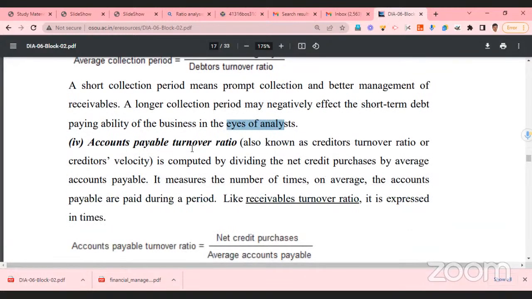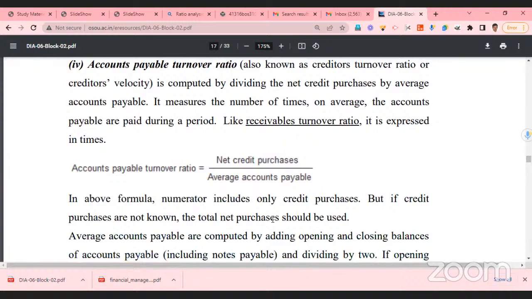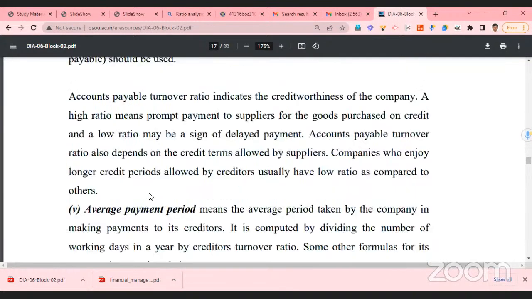Next is the accounts payable turnover ratio. This means we need to pay our creditors, right? Just as we sell our product on credit, sometimes the company also buys its raw material on credit from different vendors or creditors. This ratio is computed as net credit purchases divided by average accounts payable. Average is nothing but opening plus closing divided by 2.